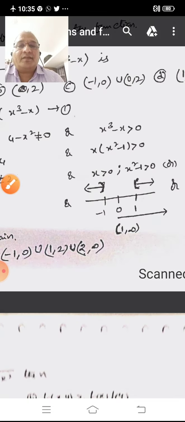Here, if x is equal to 2, this function is not definable. So I take a break at 2. Therefore, the final answer of this one is the first option: minus 1 to 0, union 1 comma 2, union 2 comma infinity.